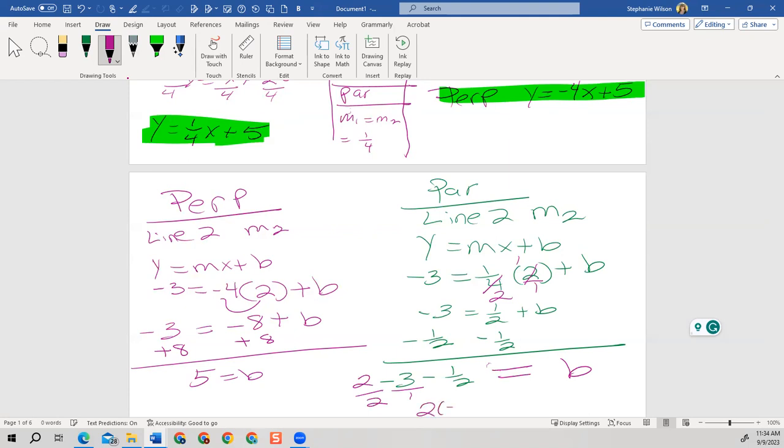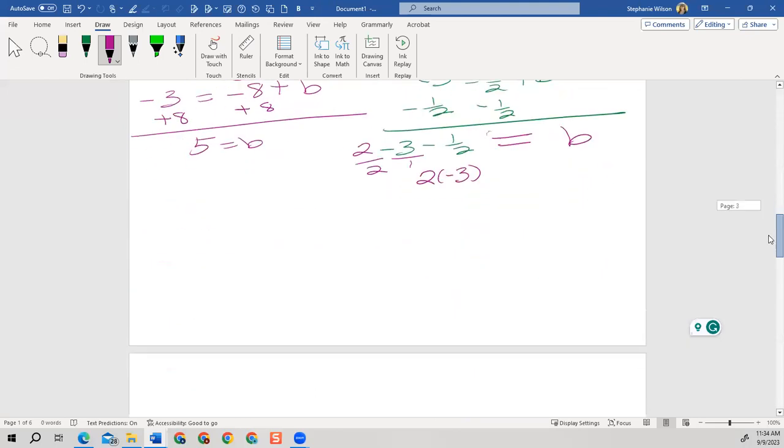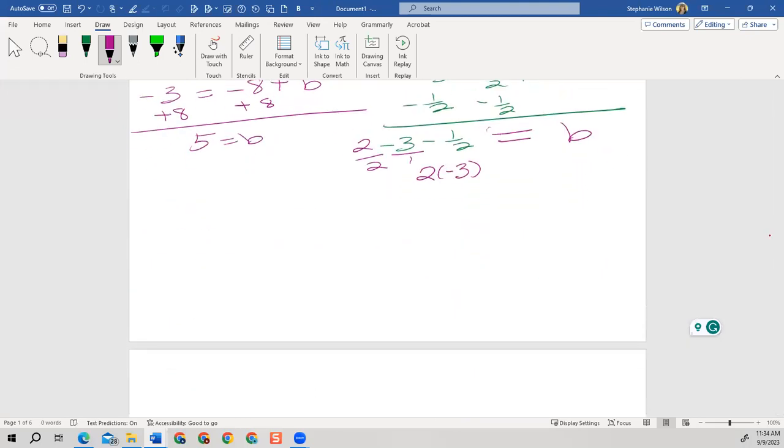So now I got 2 times -3. Let me scroll down. Over 2 times 1, which is 2, minus that half. So 2 times -3 is -6 over 2 minus that half. Now I can say -6 minus 1 over 2. Now I can see, oh, -6. You're in the hole $6. You borrow one more dollar. Now you're in the hole 7, and it's -7/2.